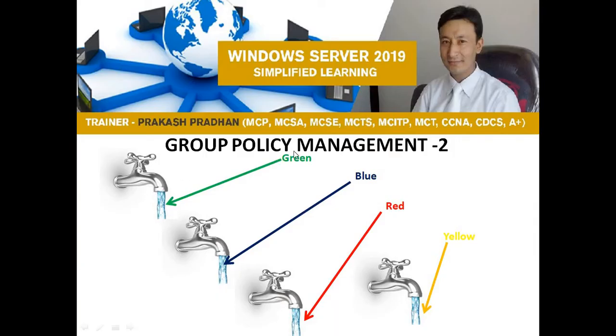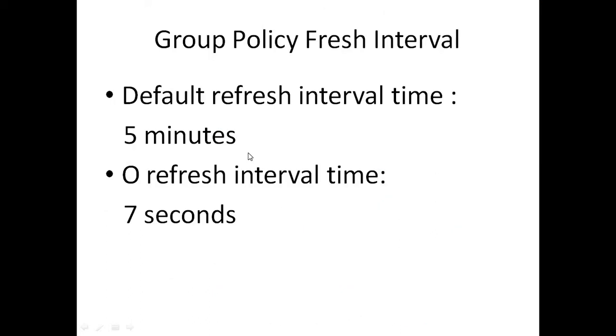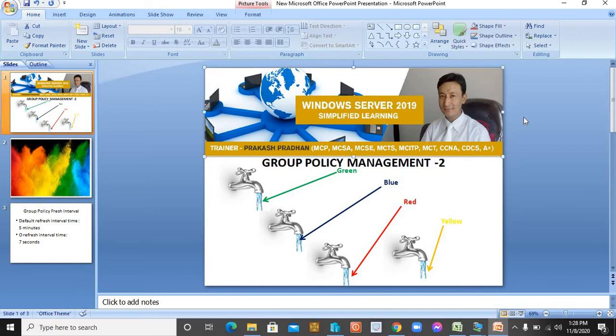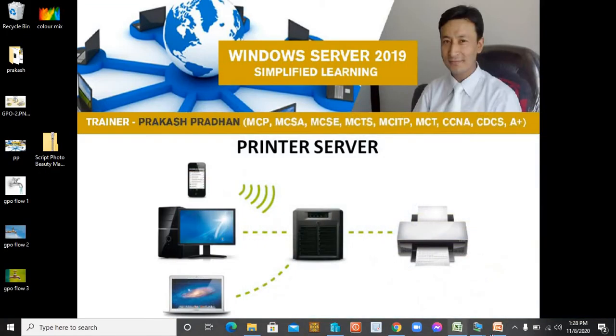If you want this green water not to affect the area of this blue water, what do you do? You just make a fence over here saying that no, I don't want any of this green color water to come in my area, so I'm going to build a wall over here. Okay, so I'm going to block it. Similarly, in group policy also we have this kind of feature. So without wasting much time, let's jump into the practical implementation of how group policy management actually works.